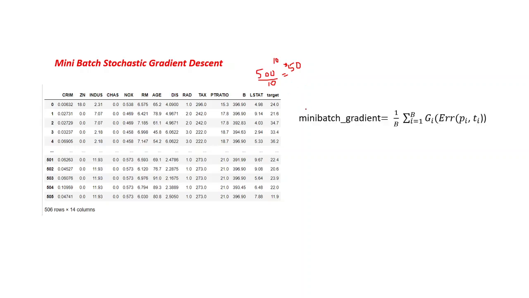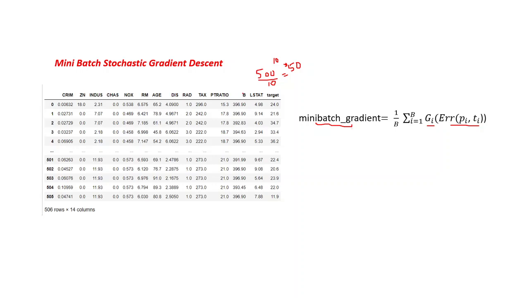So this is a cross between the batch gradient descent and the stochastic gradient descent. So what happens here is we calculate the error of each example in a batch, and we find the gradient of each example in that batch, and we find the average gradient of that batch, which I have shown as mini batch gradient.